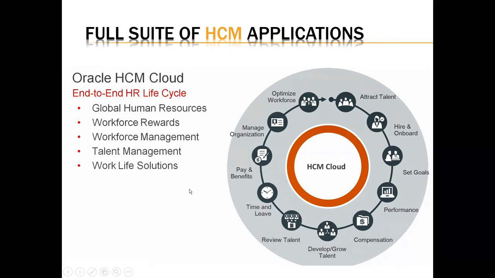So it is just an overview of how we can shuffle the applications together, and on what basis, what kind of applications we have to buy from the Fusion licensing. Now let's talk about each and every module. What is global human resources? What components are there in the global human resources? What is workforce rewards? What components are there in workforce rewards? And what are the key business decisions for us to choose the module? When to choose this module? And what are the things in each and every module?